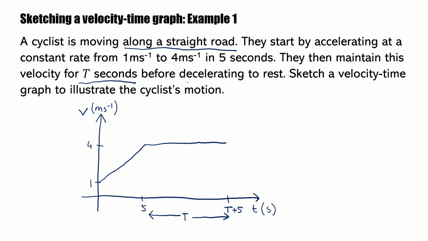Okay, and then what we're doing after that is we're then decelerating to rest. So that's the word I mentioned a few moments ago. Rest means velocity equals 0, so we're going to go back down to the t-axis because that's where v equals 0, and therefore we're just going to do that. So there you go. That is our velocity time graph drawn.